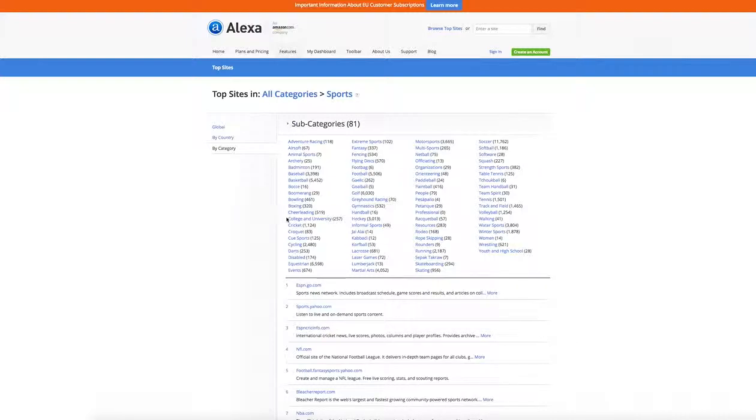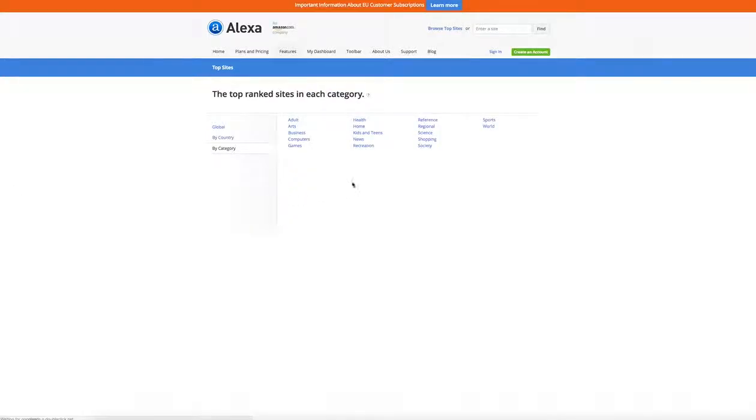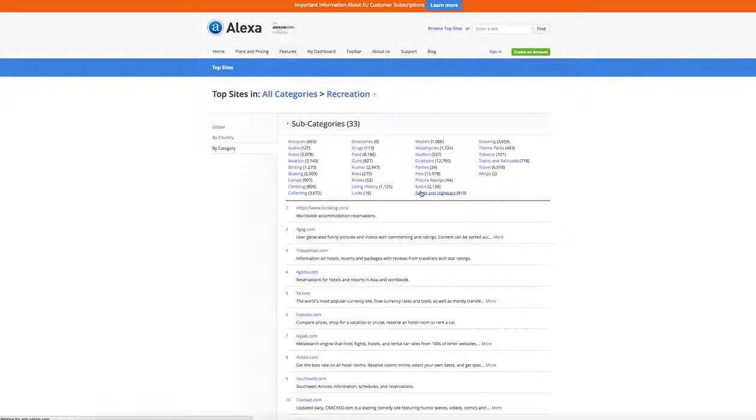Where would I find that? I'm looking here, and you're looking, well, there's no rock climbing under R. Then you're looking, well, there's no climbing here. So Alexa has this weird thing for certain sports where some of them are under recreation. So we're going back to the top, just the category page. So look, not under sports, but under recreation.